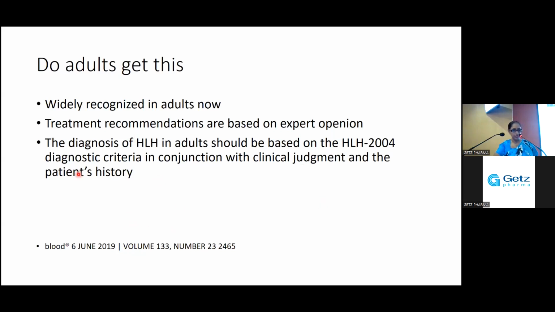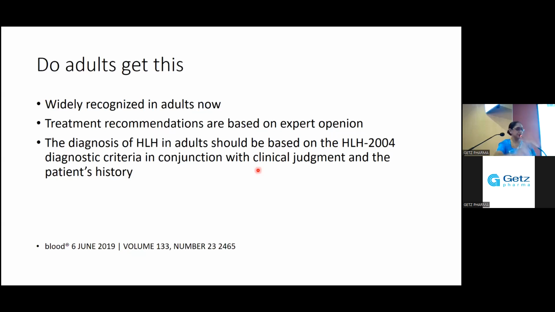So, do adults get this? Yes, widely recognized in adults now. Treatment recommendations are based on expert opinion plus the other evidence. This is something I've worked with oncologists on. They think I'm just working on expert opinion and experience, but this is what a 2019 journal describes, right? The diagnosis of HLH in adults should be based on the HLH 2004 diagnostic criteria in conjunction with clinical judgment and the patient's history.